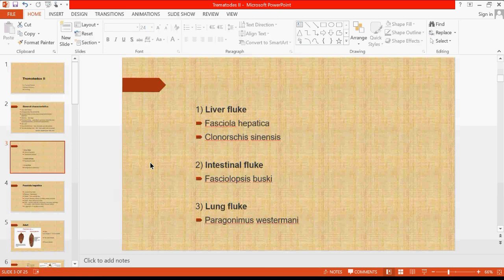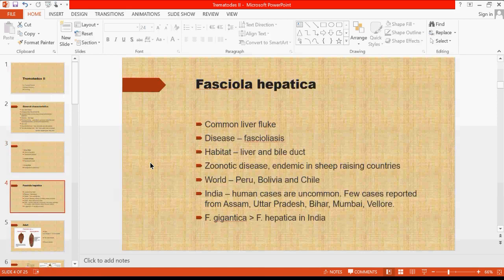Because you may get a short note or 1 mark questions where you have to enumerate. They may ask you to enumerate the 2 liver flukes. So you must know Fasciola hepatica and Clonorchis sinensis by name, then you get the 1 mark. This is for multiple choice questions, and short notes they can ask. The long question is always asked on Schistosomes. So now we are going to learn each of these parasites in detail.